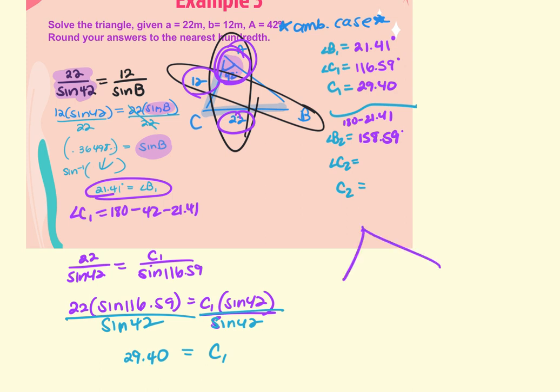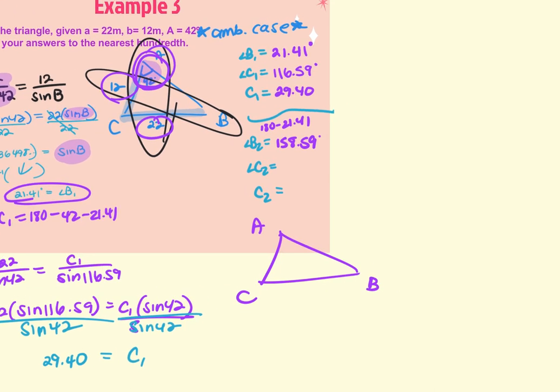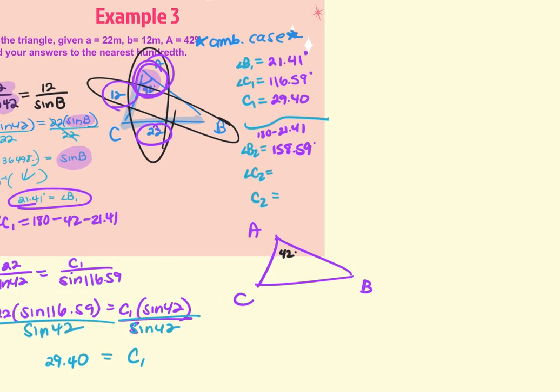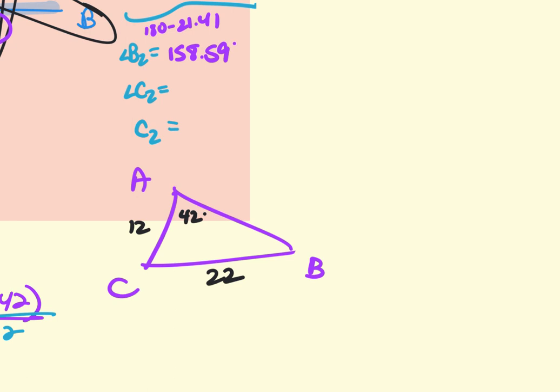So now I'm going to use the triangle with all the original information. I would say angle A is still 42 degrees. I would say side B is still 12 and side A is still 22. That information is still the same. But now I'm making B2 158.59 degrees.